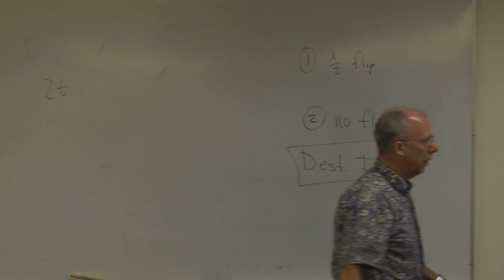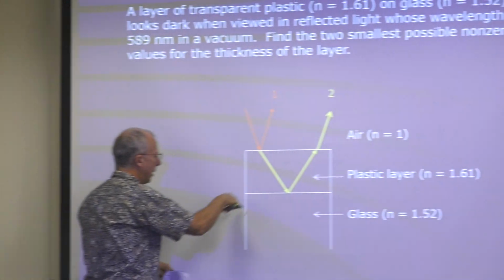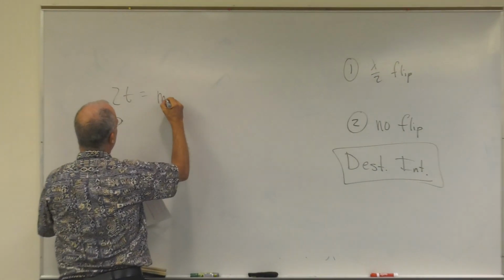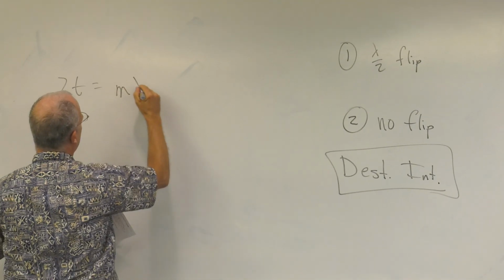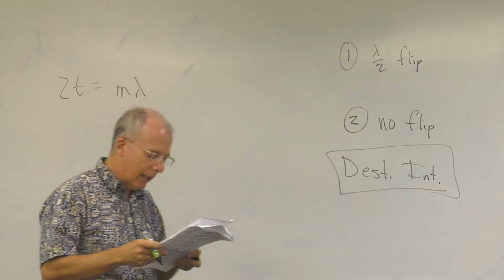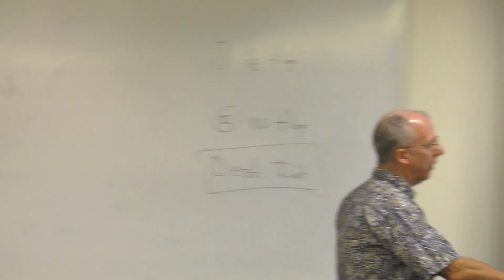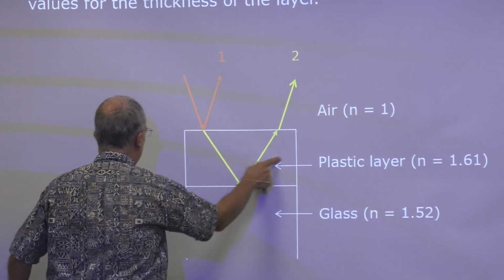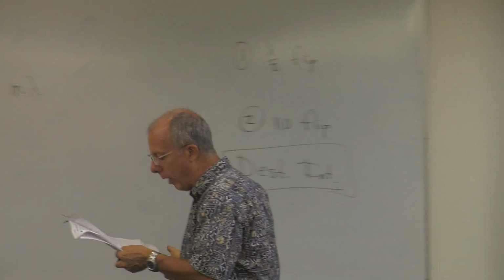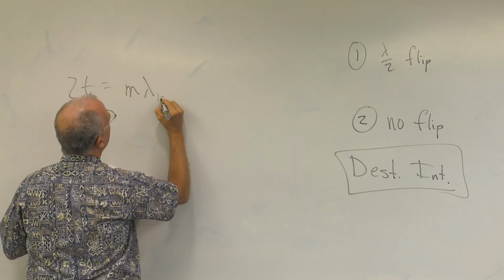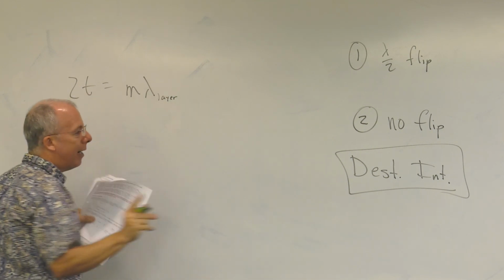So for destructive, which is what we want, the 2T. Remember, this is T, the thickness. So we want to keep destructive, so we want 2T to be m lambda. One wavelength, two wavelengths, and so on. Now you got to be careful. The wavelength is in the layer, the plastic, or the medium, whatever you want to call it. I'll say medium, and I'll say layer. You'll see why in a minute.